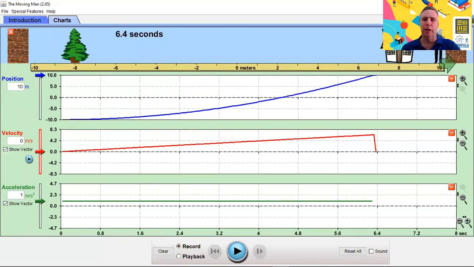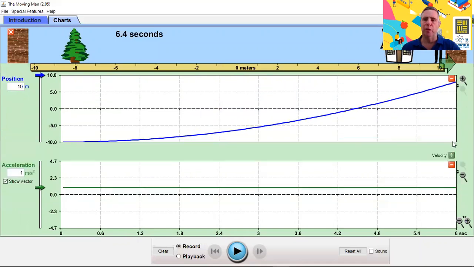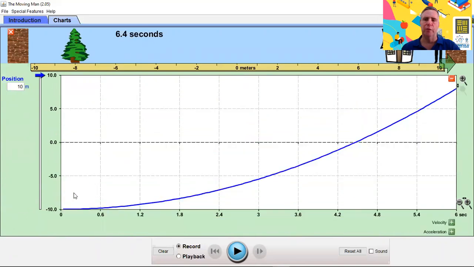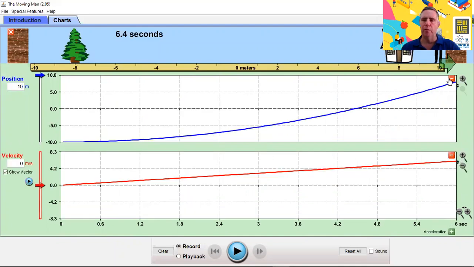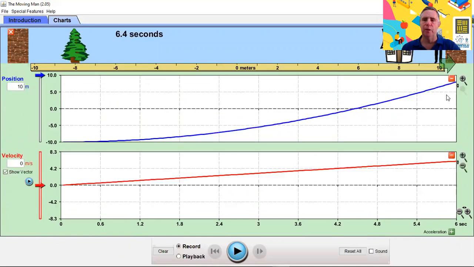Let me enlarge the scale a bit. Velocity increases as a straight line, and position increases as a curve. Let's look closely at the position graph, and by expanding it, you can see very nicely it's definitely a parabola, definitely not a straight line, whereas the velocity, you can see, is a nice straight line starting from 0.